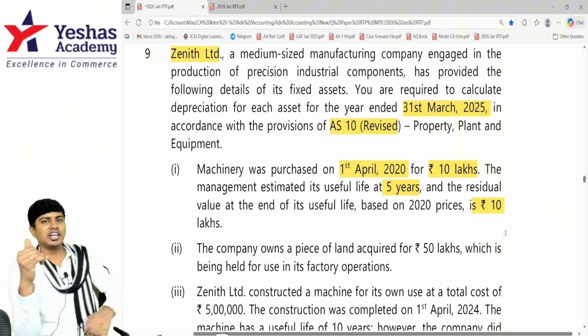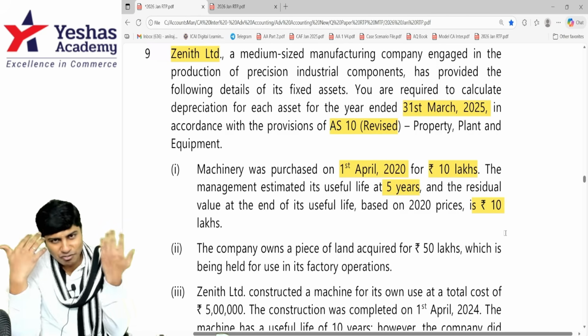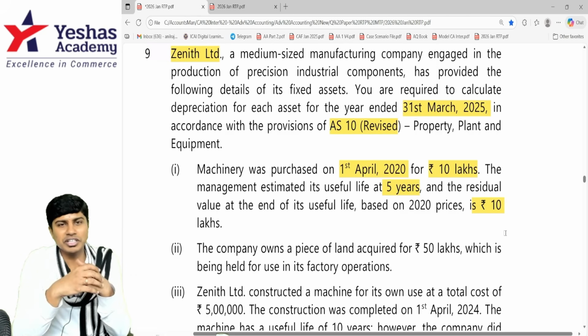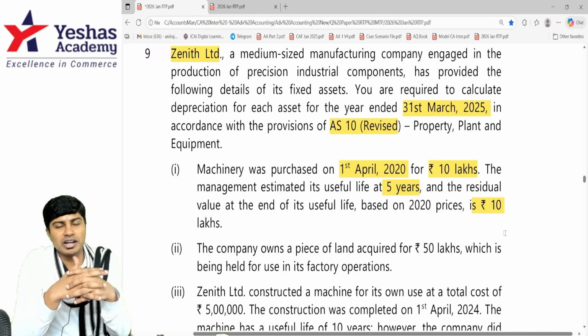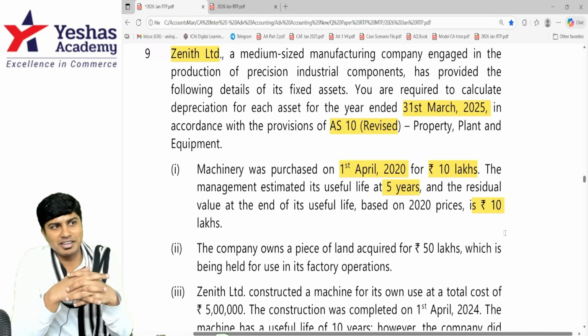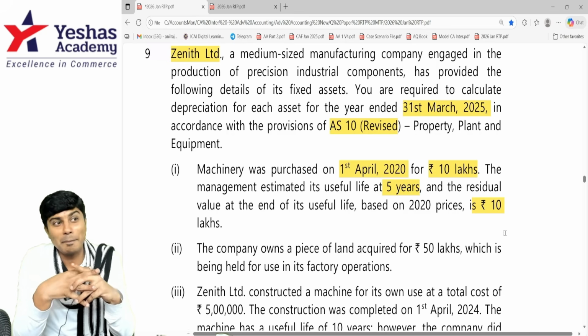Why? You bought the machinery for 10 lakh. At the end of 5 years, you are able to sell it for 10 lakh. So the value is not depreciated only. You people will depreciate your 5 years of life by sitting and scrolling phone and not studying. But unlike that, this machinery value is not at all depreciating. I hope you are understanding what I am telling.